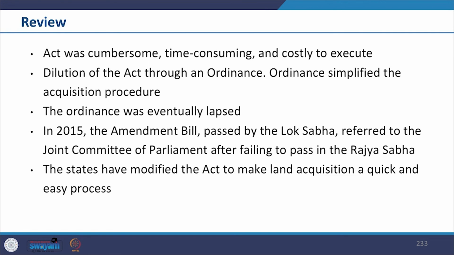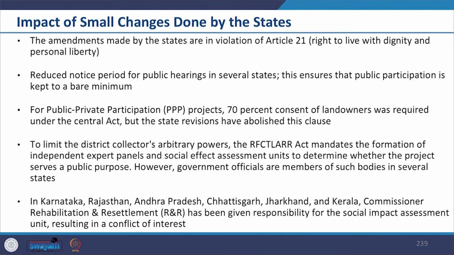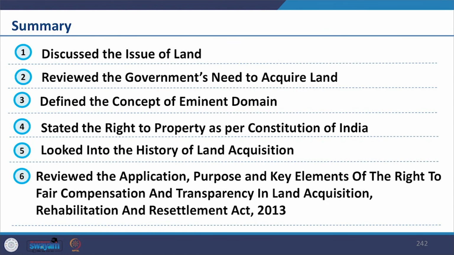So we see that the states have modified the Act. The states have found it difficult to acquire land for industries. So states have tweaked the legislation to make land acquisition a quick and easy process. So there is further discussion on the limitations of this Act, which talks about reducing the notice period of public hearing and so on, and other conflicts of interest.